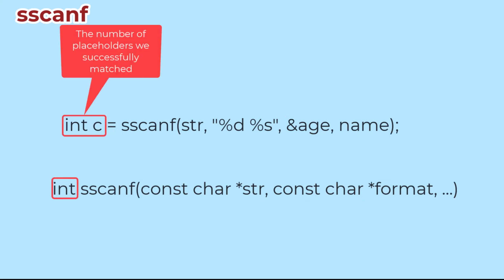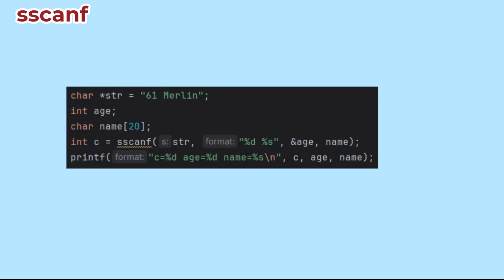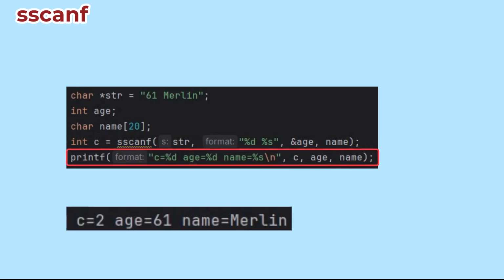The return value for sscanf is the number of placeholders that it was able to match. For example, let's say we have a string that holds an age, which is an integer, and it also holds a name. I can use this sscanf to store the age and name into variables. When I run that, the count that it returns is 2, and both of my variables have been updated.